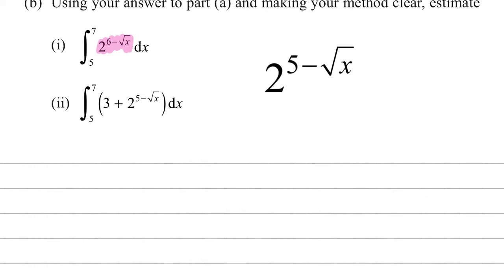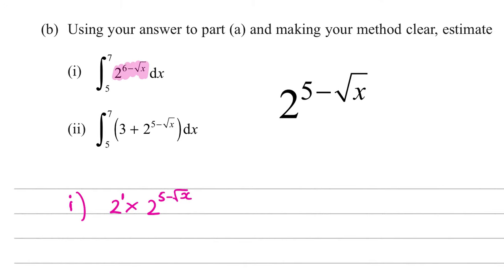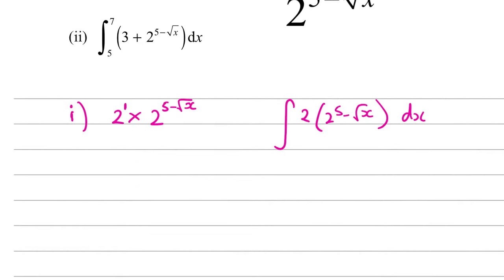2 plus 5. It's a multiple of what? 2. Okay? 2 to the power of 6 minus root x is, in fact, 2 times 2 to the power of 5 minus root x. Why is this true? Because this is 2 to the power of 1. And what do we do when we multiply when we have the same base? We add. Okay? So essentially, we could say that this is the integral of 2 lots of 2 to the 5 minus root x. Now, because this is a multiple, we can actually bring the 2 on the outside.